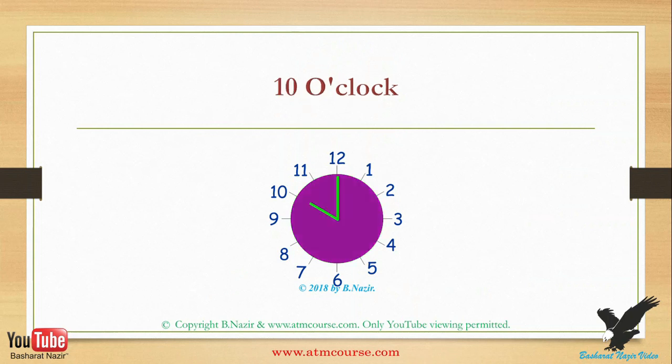This clock is reading 10 o'clock, because the big hand is pointing to the 12 and small hand is pointing to 10. Now you say 10 o'clock. This clock is reading 11 o'clock, because the big hand is pointing to the 12 and small hand is pointing to 11. Now you say 11 o'clock.